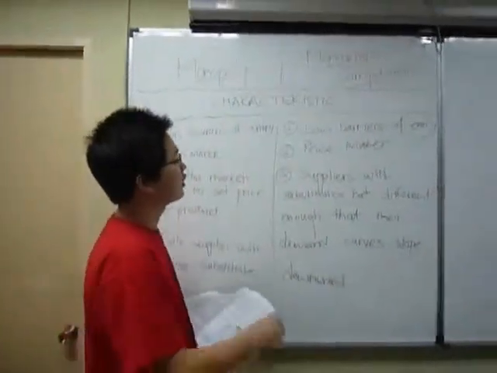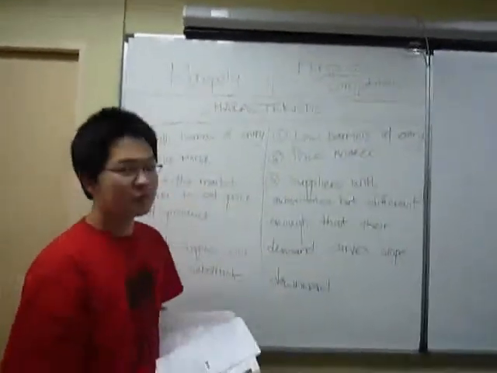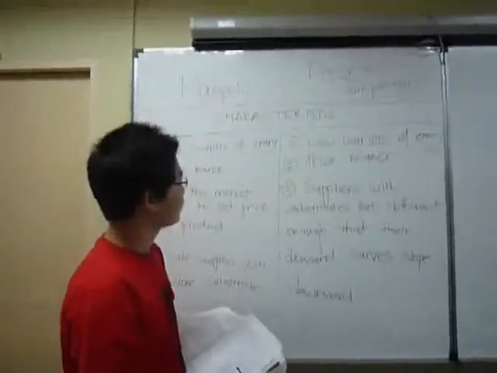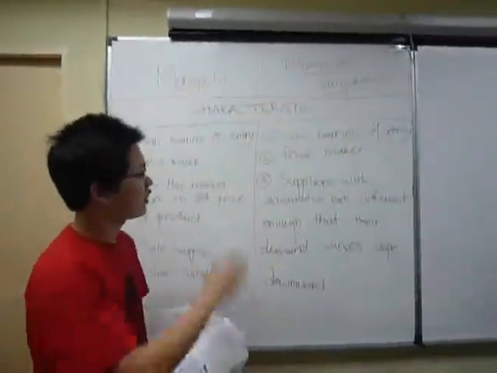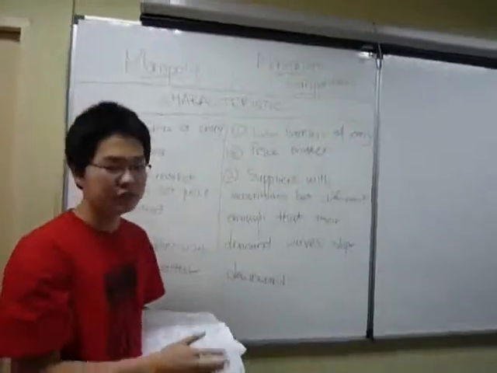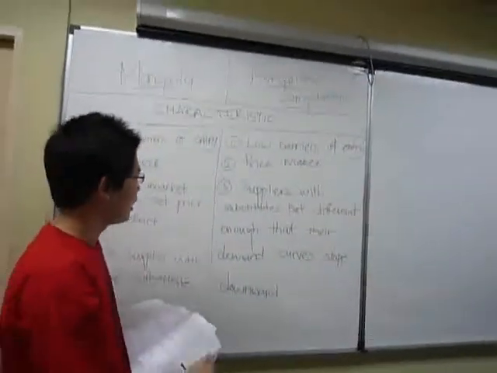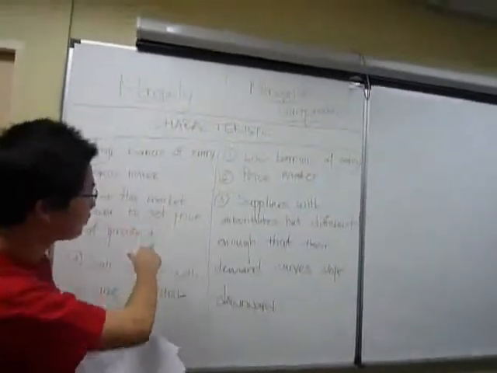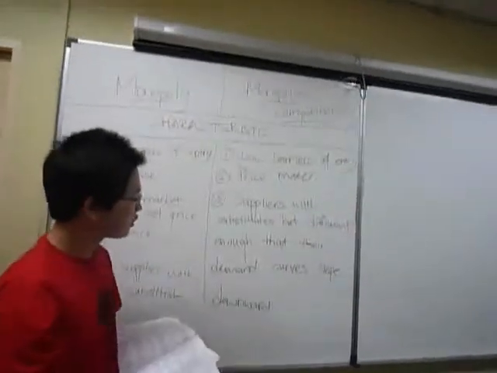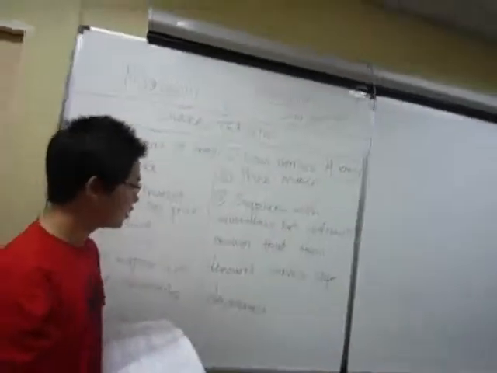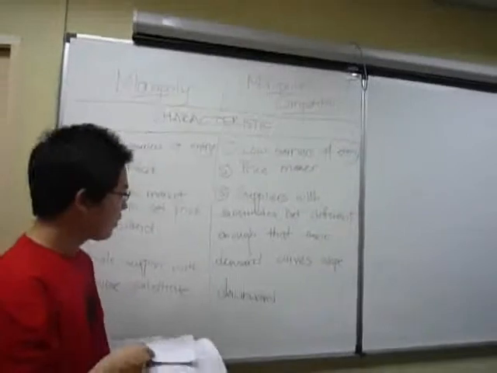Now, moving on to monopolistic competition. Its first characteristic is the opposite of monopoly. It has low barriers of entry, which means it's very easy to get into the market. Price maker, same as monopoly. The third one, suppliers with substitutes but different enough that their demand curve slopes downwards.